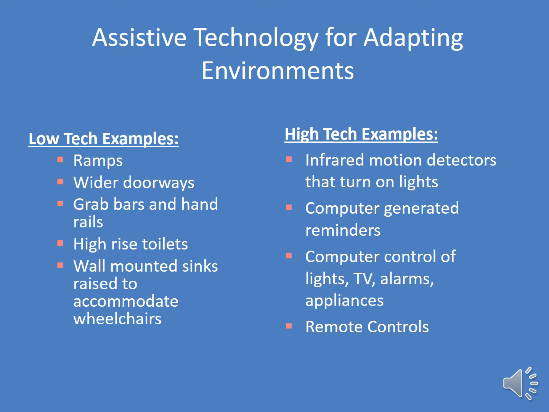Assistive technologies are also available for adapting environments, and those include simple things you see in public restrooms, public facilities, ramps, wider doorways, high-rise toilets, and then some of the high-tech examples include infrared motion detectors, computerized control of lights, TVs, alarms, and appliances, and we've certainly come a long way with this type of technology. In fact, I'm sure many of you control your heating and air conditioning and maybe your alarm systems at home from your smartphone.